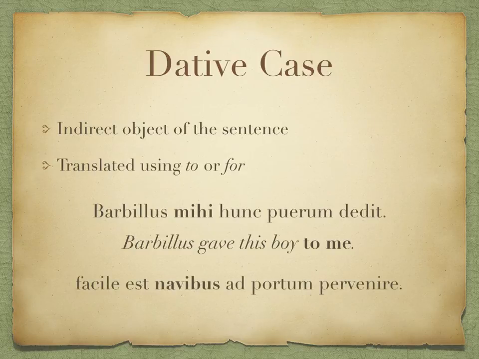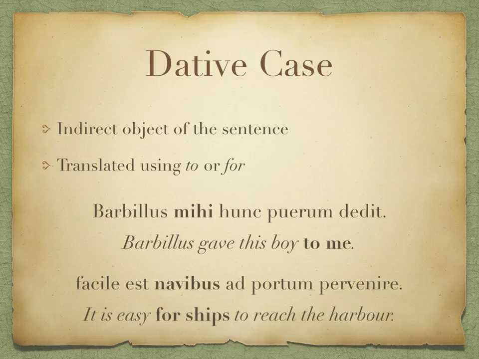Facile est navibus ad portum pervenire. It is easy for ships to reach the harbour. The ships are less directly involved, and so we're translating them using to or for, in this case for.